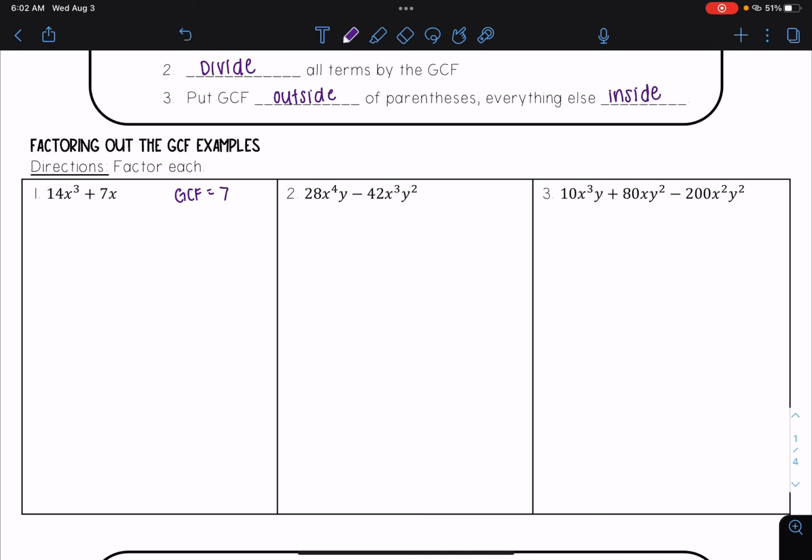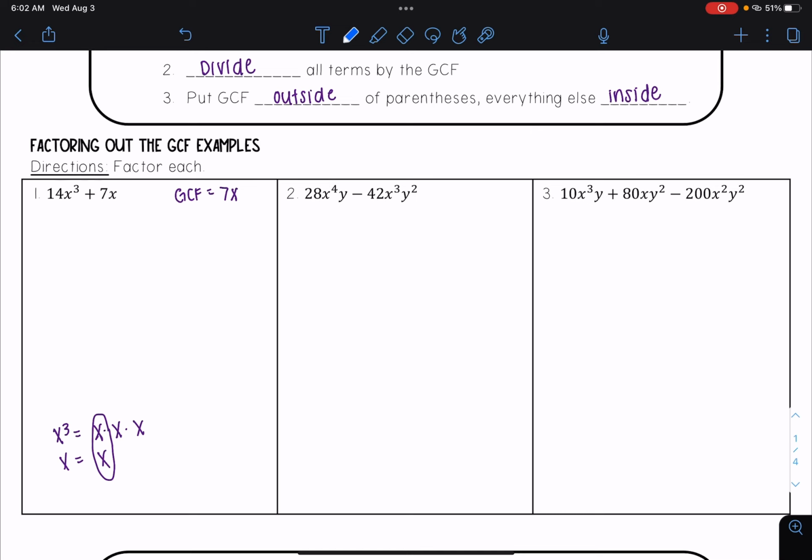Now I need to figure out my x's. So for here, we need to remember what x cubed means. Well, x cubed means that I am multiplying x by itself 3 times. And then for x, I just have x. So I need to see, okay, how many x's do I have in common that they share? Well, I see that they share only 1. So that means that my GCF here is going to be 7x.